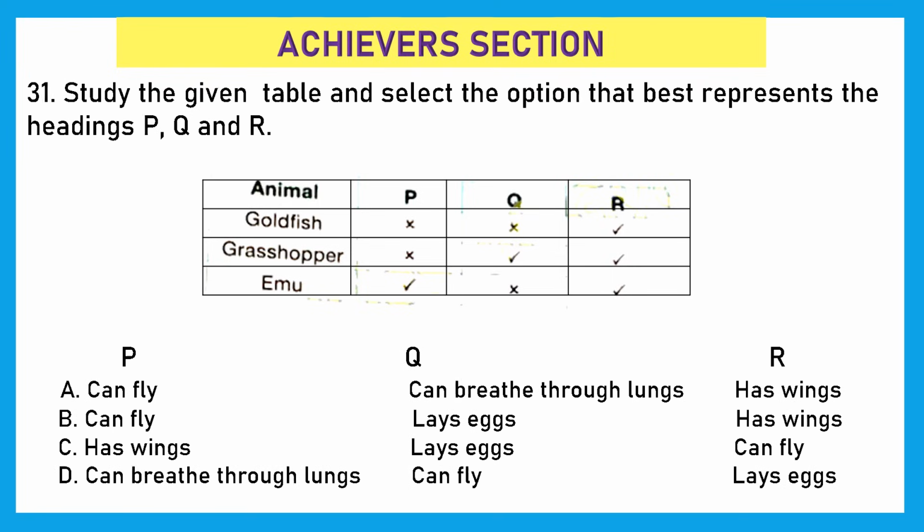Let's see R. Lays egg. Goldfish? Yes, they lay eggs. Grasshopper? Yes, they lay eggs. MO? Yes, they lay eggs. So D is the right option for P, Q and R.